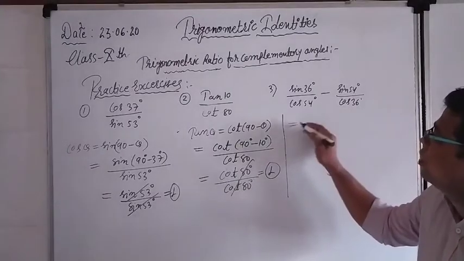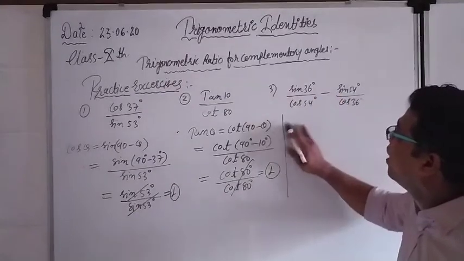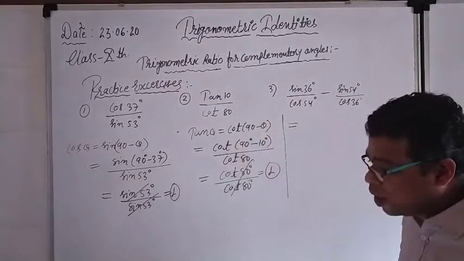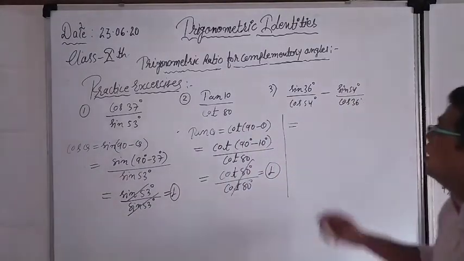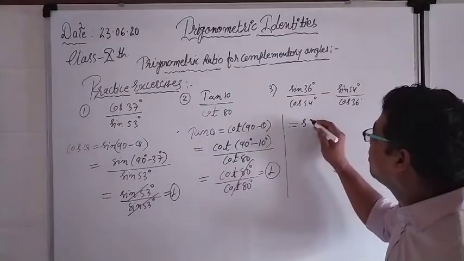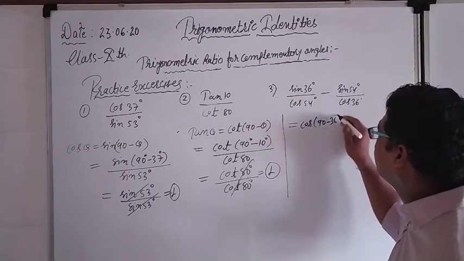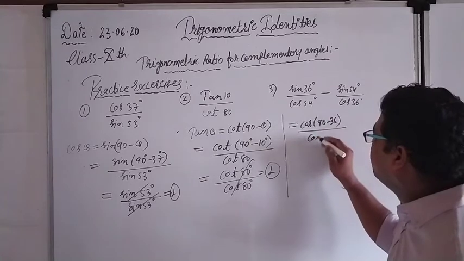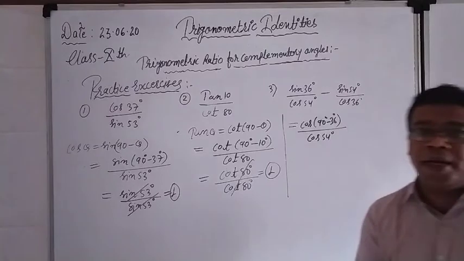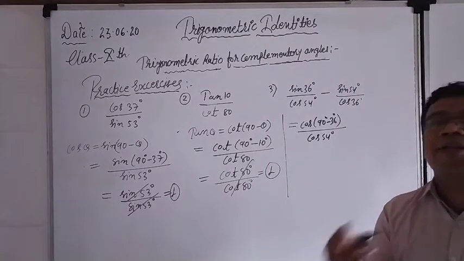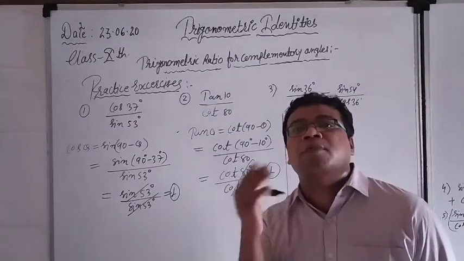See here, sin 36 upon cos 54. No problem, again I am changing. Right now I am not going to write down the formulas again and again. Directly I am going to solve. See here how. That sin 36 could be written in the form of cos(90 minus 36), upon the denominator the same. One thing you have to remember: either you replace the numerator in the form of cos or sin, or you replace the denominator. No need to change both things.